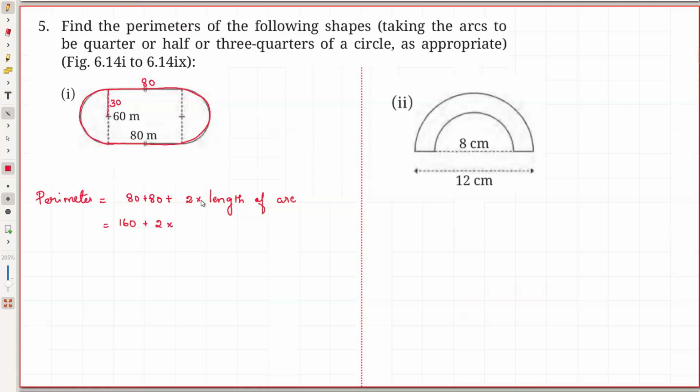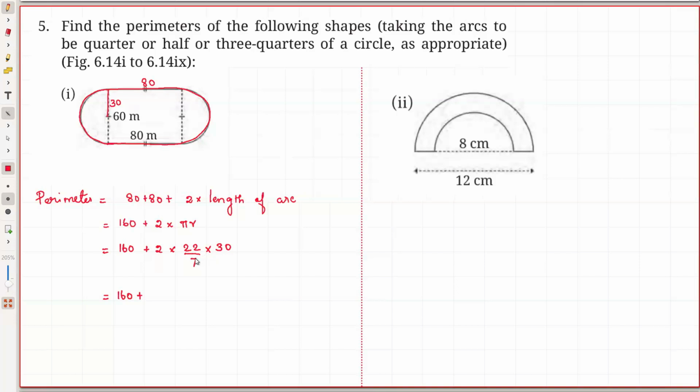Okay, so 2 times pi r. Okay, pi r. So we can just simplify it. 160 plus 2 into pi value 22 by 7 into radius is 30. It's not getting cancelled, so you have to just multiply and simplify it. So we are getting 160 plus 2 into 22, 44. Okay, 44 into 3.